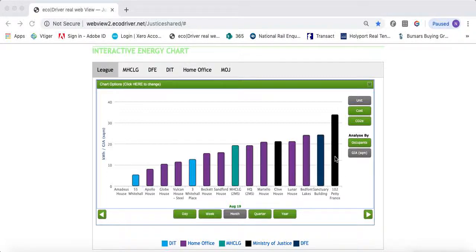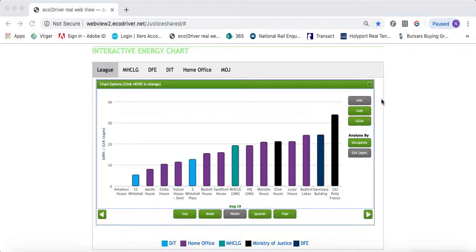Now, to achieve this, what you need to do is you have to have a meter in each of the buildings. Each meter costs about £1,000, but what it does is it allows you to be able to get the different buildings competing against each other in their performance.